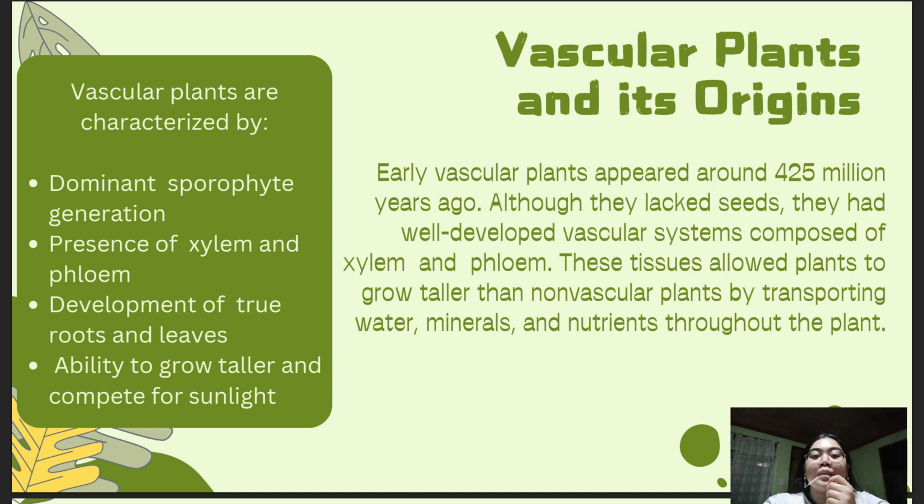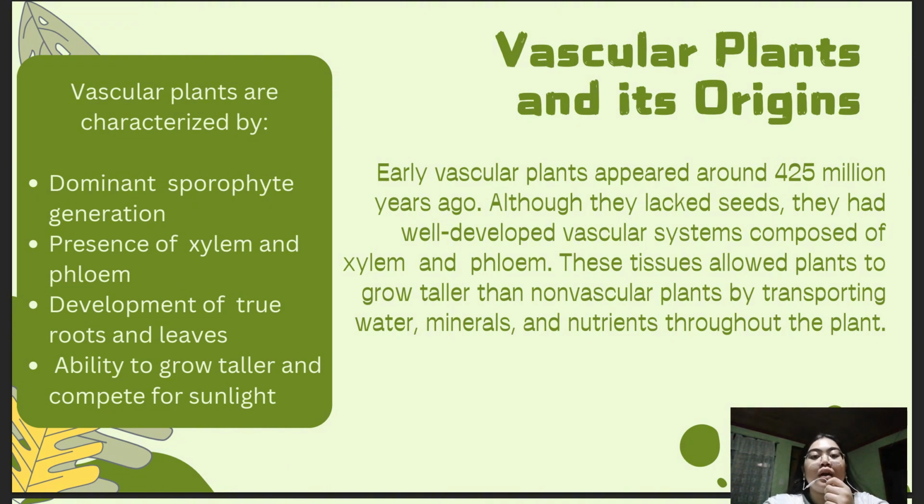Seedless vascular plants appeared around 425 million years ago, but unlike earlier plants, they developed specialized tissues called xylem and phloem, which help in transporting water, minerals, and nutrients. Because of these features, they were able to survive and thrive on land.